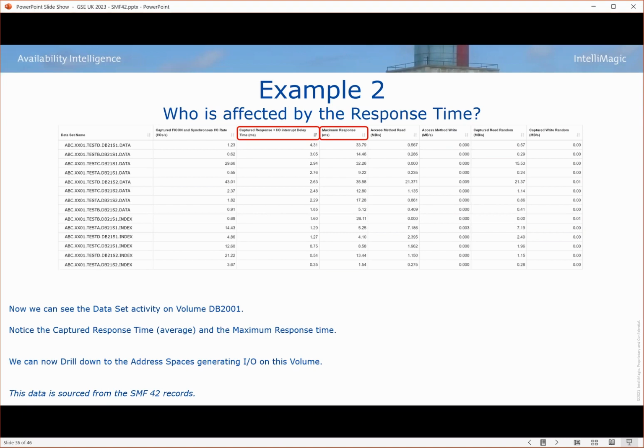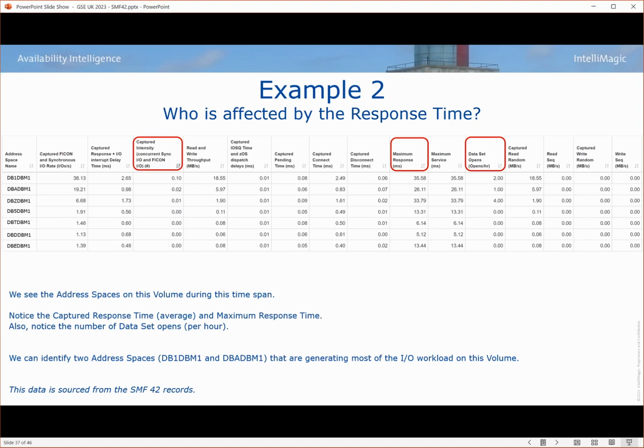So now we can see a bit more information about a specific data set at that time frame, what kind of response time it was getting, and things like throughput and various other things. A lot of good information at a data set level now, based on the 42 records.